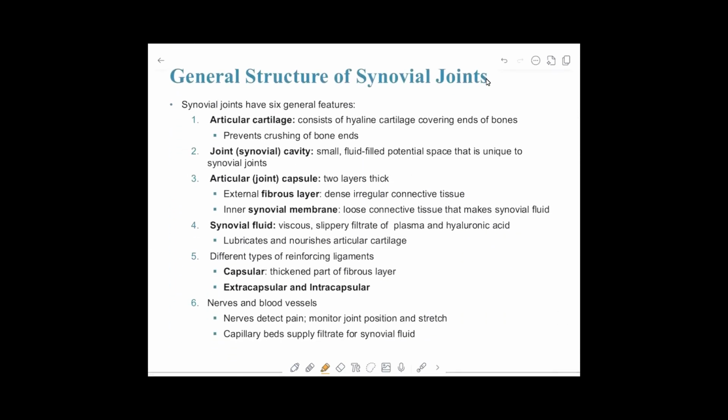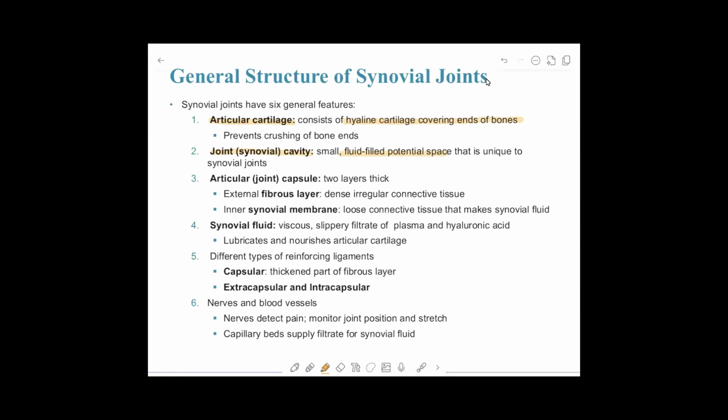The first one is that there is articular cartilage, remember, a type of hyaline cartilage covering the ends of long bones. The next one is a joint or synovial cavity. And this joint or synovial cavity is a fluid-filled potential space unique to the cavity. So what potential space means is that it's not always that large. It's going to increase in size based on the amount of synovial fluid that's present.